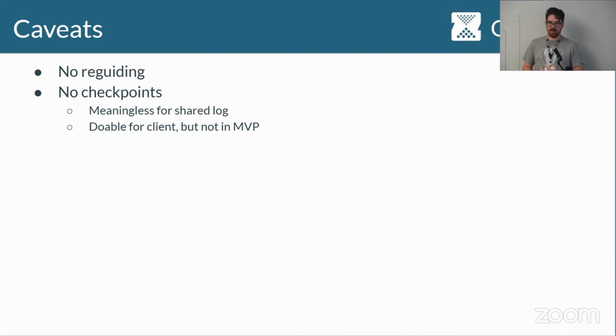Checkpoints are also forbidden in the current implementation. It doesn't really make sense to do checkpoints for shared logs, but it does make sense to do them for client pools, and it will probably get done in the future. But in the first pass, you're not allowed to take checkpoints of client pools because it was somewhat technically complicated to implement. But that work will probably be done in the future.